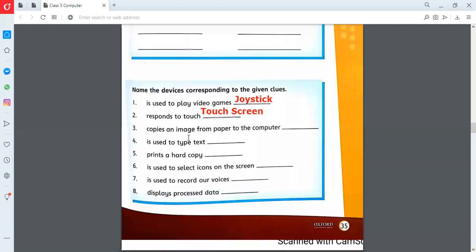Copies an image from paper to computer. The third hint is saying that there is a thing which copies a picture from paper to the computer. We saw that device in the previous picture. The name of that device starts with S. What do we call that device?